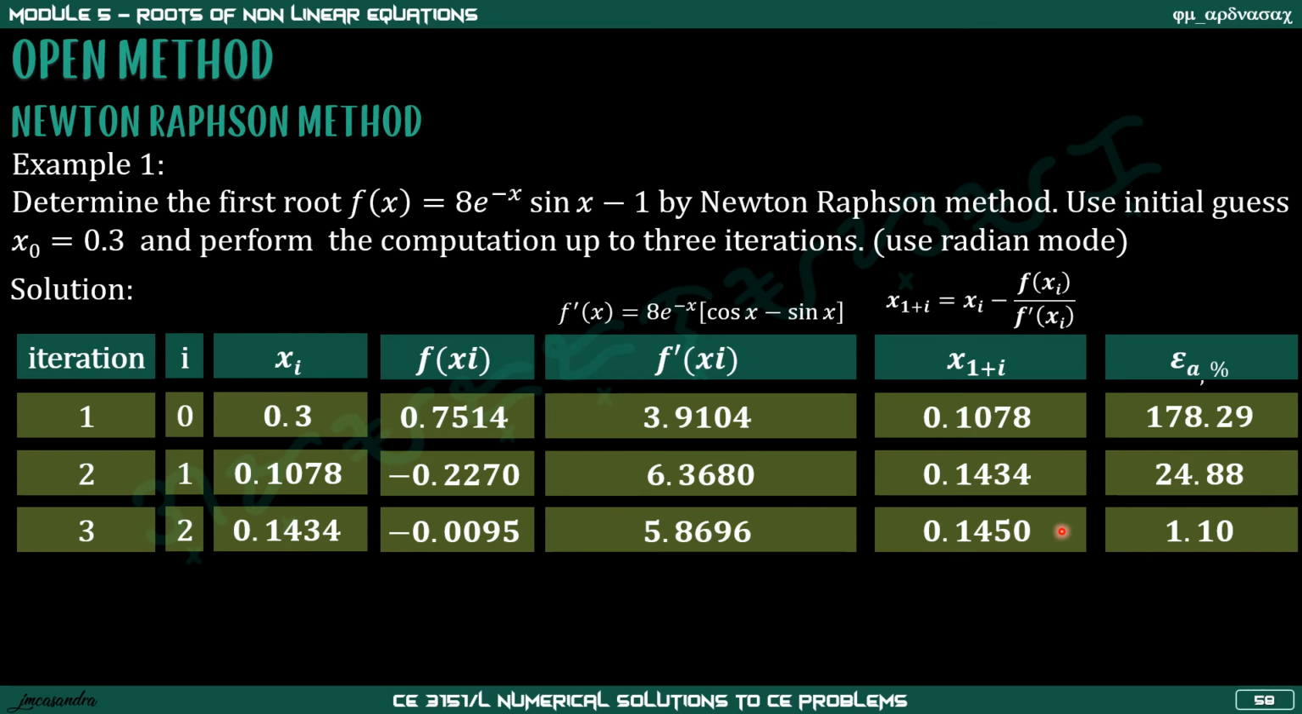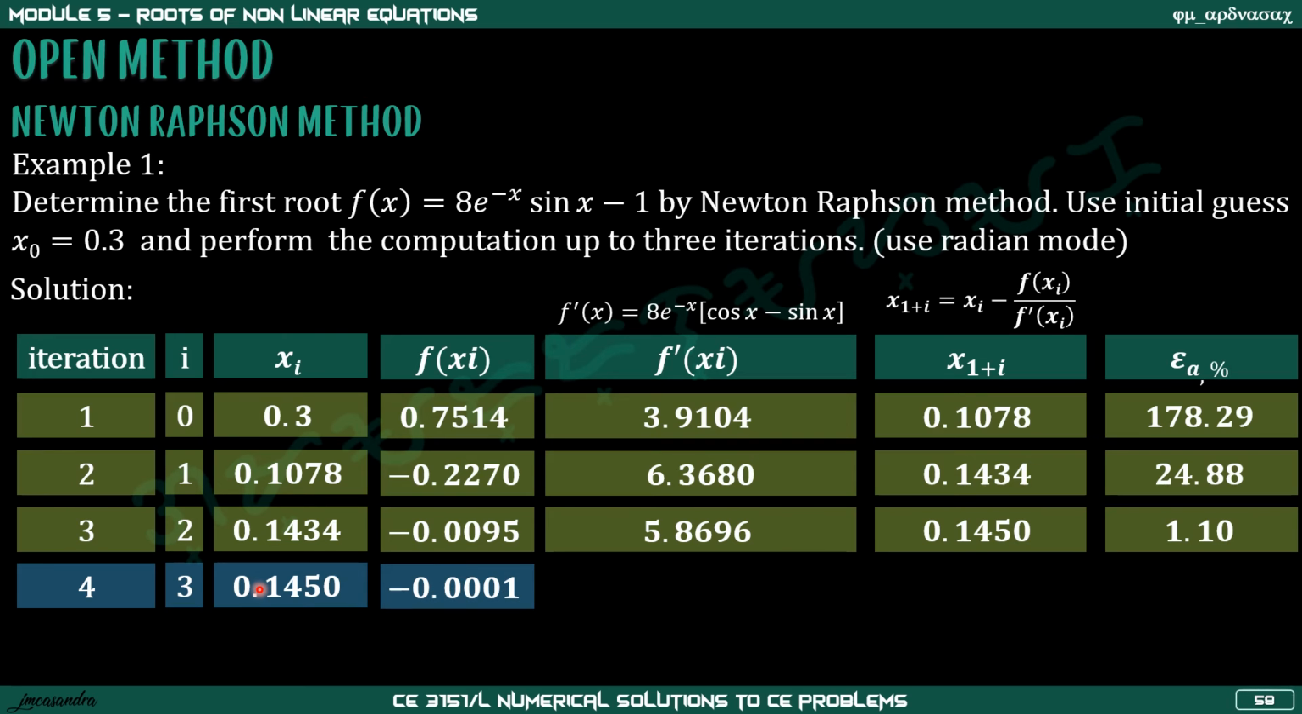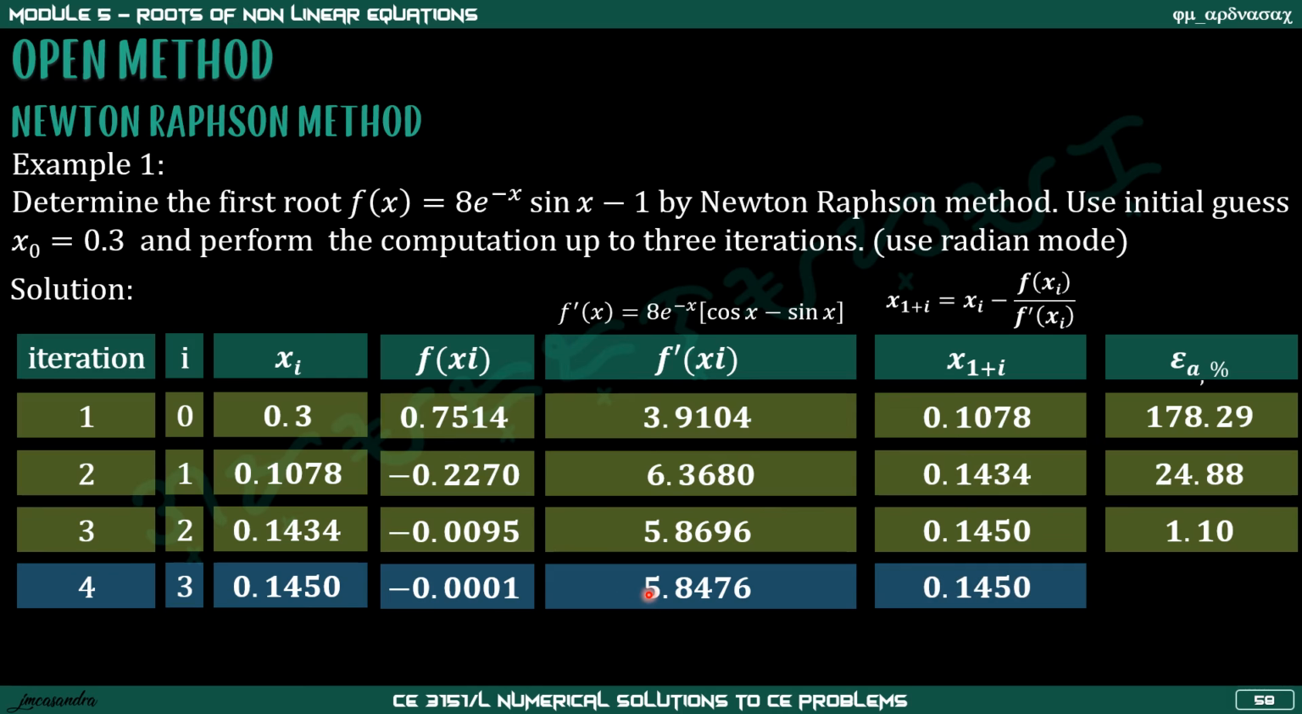So if we're going to continue with our iteration, we'll now have the fourth iteration with i is 3. So x3 now is this value, 0.1450. So substitute in the given equation, we now arrive at negative 0.0001. And then for the derivative, that's 5.8476. In computing for x4, which is 0.1450 minus negative 0.0001 divided by 5.8476, we will arrive at 0.1450. So it's equal to this.